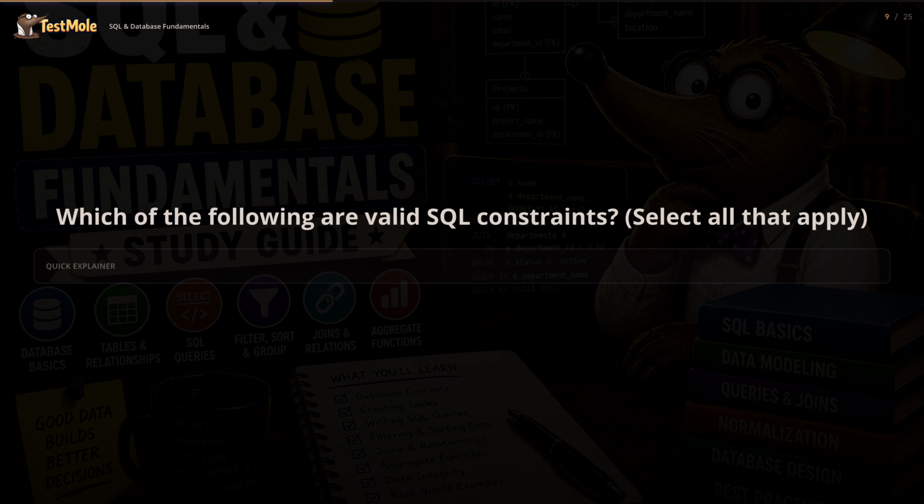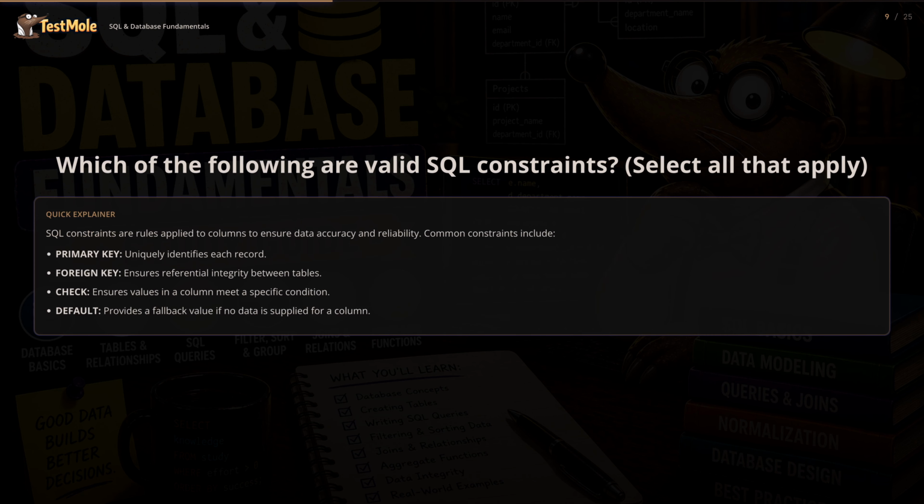Which of the following are valid SQL constraints? Select all that apply. SQL constraints are rules applied to columns to ensure data accuracy and reliability. Common constraints include: primary key uniquely identifies each record. Foreign key ensures referential integrity between tables. Check ensures values in a column meet a specific condition. Default provides a fallback value if no data is supplied for a column.